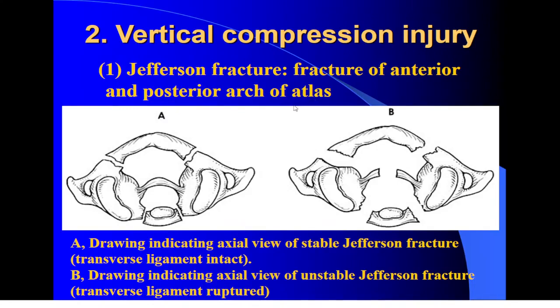Probably you have heard about that type of injury. And we have a minor classification for Jefferson fractures. We have so-called stable Jefferson injuries and unstable Jefferson injuries. Stable is injury of the anterior and posterior arc, but the transverse ligament is still intact. Unstable is absolutely the same, anterior and posterior arc, plus rupture of the transverse ligament, which fixes, as you remember, the odontoid process of C2, of the axis.